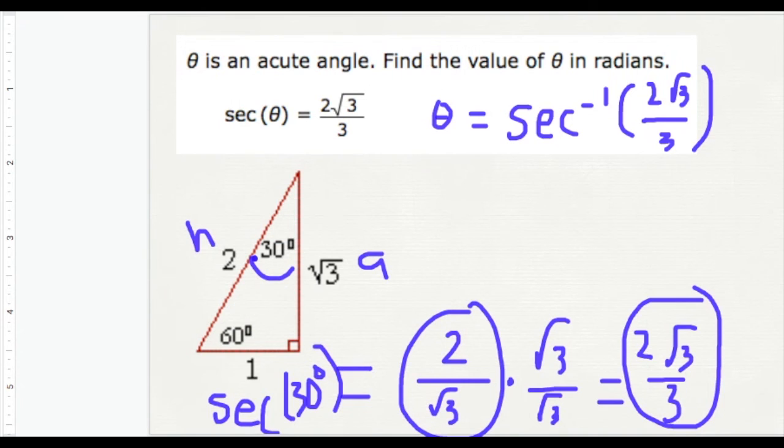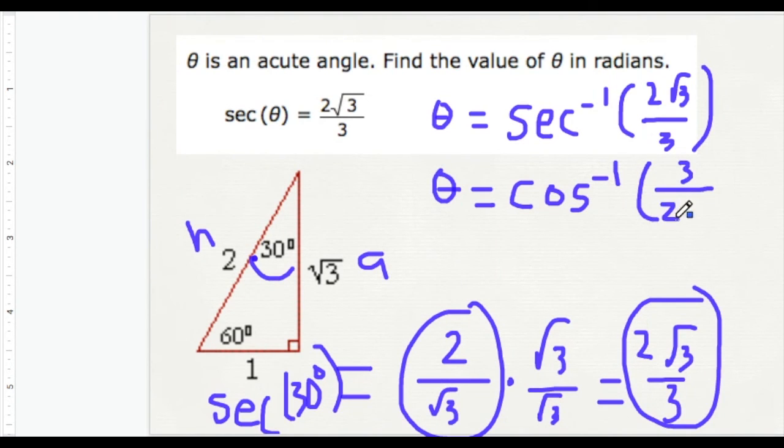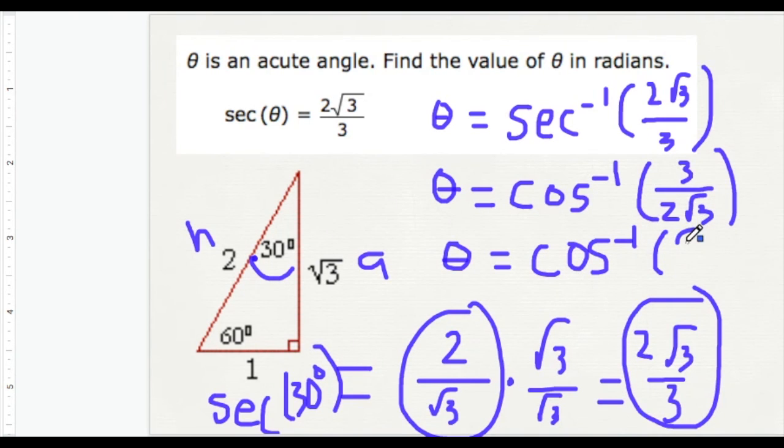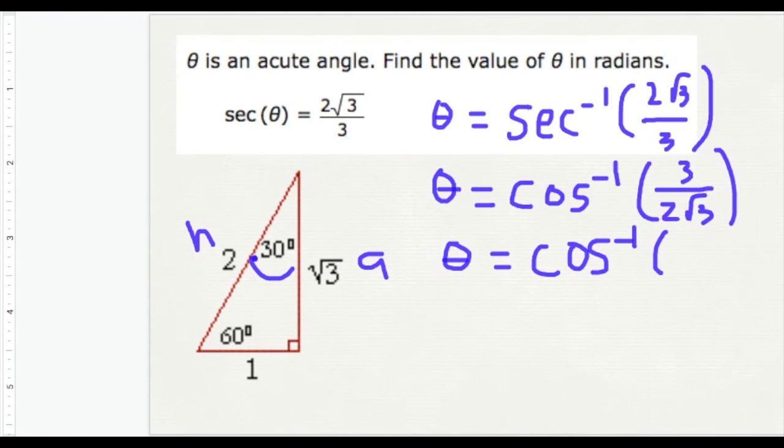What is the reciprocal of secant? The reciprocal of secant is cosine, meaning secant is hypotenuse over adjacent, but cosine is adjacent over hypotenuse. So I could write cosine inverse of 3 over 2 root 3, or if I look at the triangle, I can write cosine inverse of root 3 over 2, which is just the adjacent side divided by the hypotenuse.